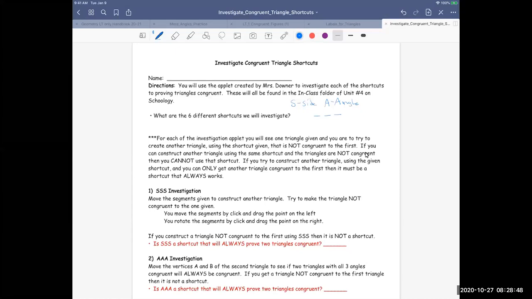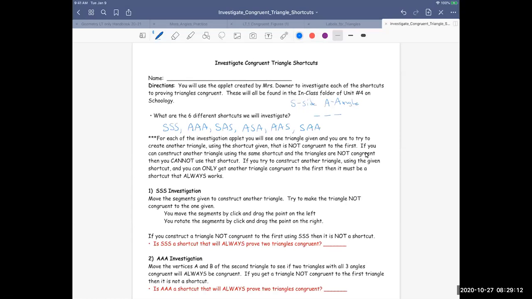All right, we have side, side, side; angle, angle, angle; side, angle, side; angle, side, angle; angle, angle, side; and side, angle, angle. Those are your 6 different variations, and those are the 6 we're going to investigate.